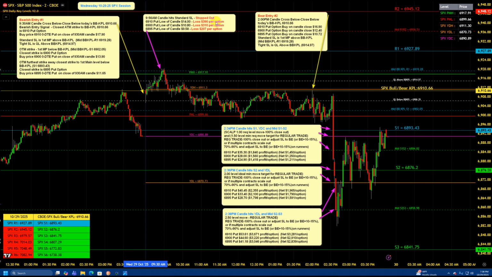The 69 put was $10.80, so that's a loss of $310 per option. And the furthest out of the money, 68.95 put, the low of that option intracandle was $9.58, so that's a loss of $207 per option.